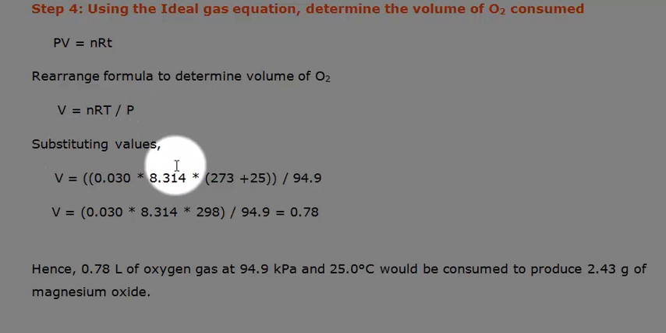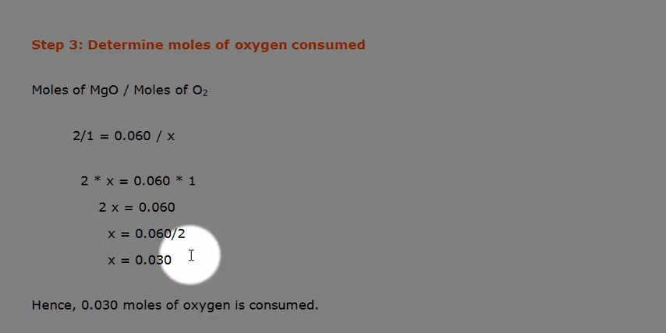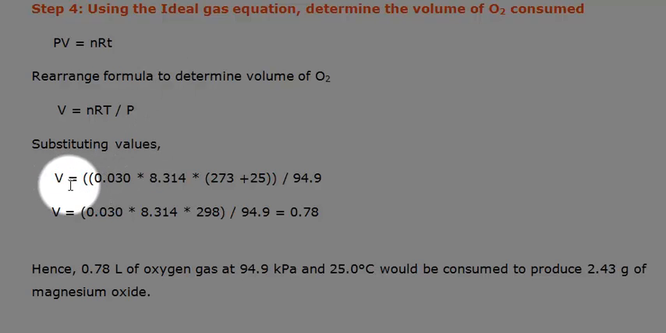And substituting values, V equals n, which is the moles of oxygen, and we have calculated this value in the previous step, in step 3. So from step 3 you can see that 0.030 moles of oxygen is consumed. Therefore V equals 0.030 times R, which is a universal constant and it's equal to 8.314, times the temperature in Kelvin.